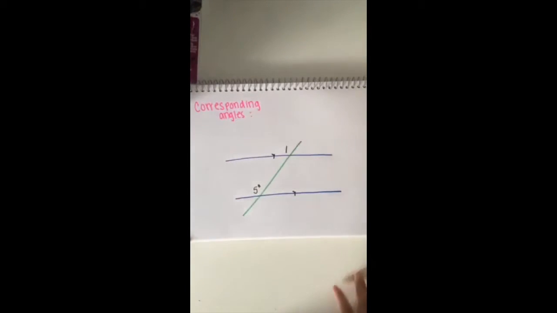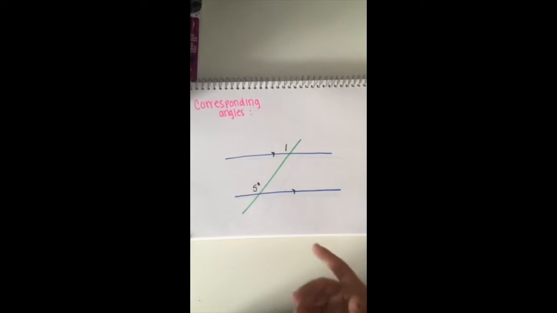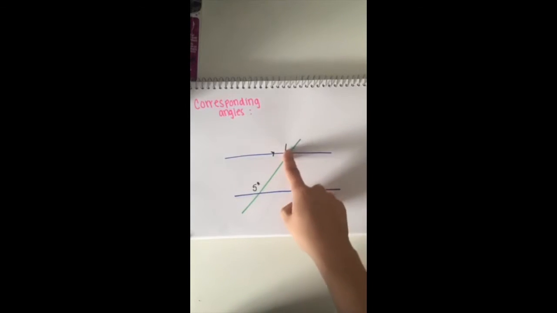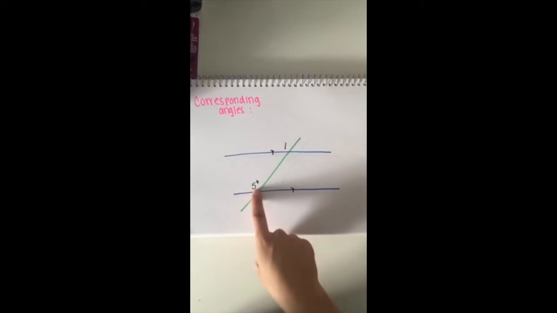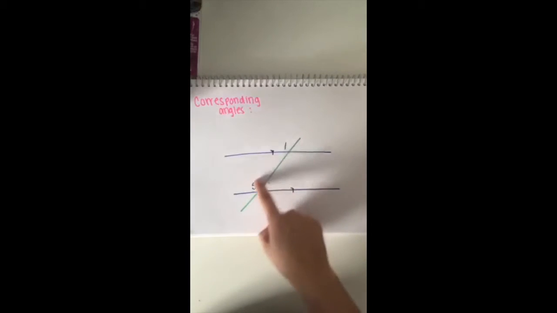Corresponding angles. Corresponding angles are angles 1 and 5 because they're on the outside of the parallel. 1 is on the outside of the parallel line, while 5 is on the inside of the parallel line. But their angles are the same.